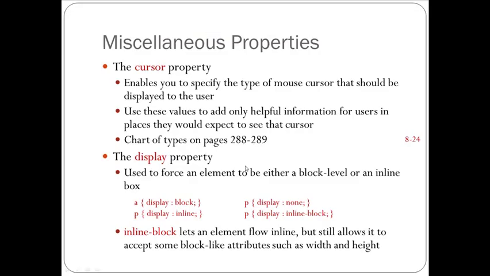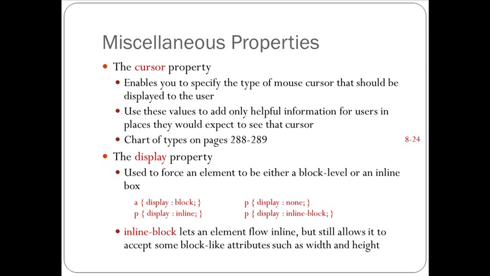We also want to talk a little bit more about the display property. This is used to force an element to be either a block level or an inline block. So in other words, you could take a paragraph tag that is a block level and treat it as if it was an inline. Conversely, you could take an anchor tag that is inline tag by default and actually use it as a block level. And in a couple weeks, we'll actually create a menu and do some things very similar to that.